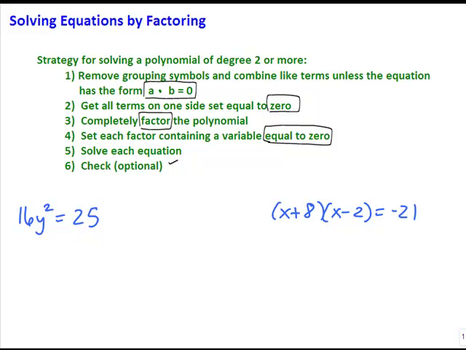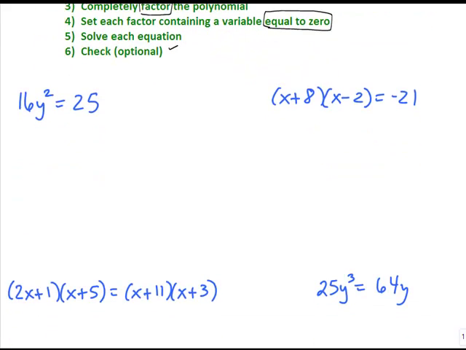So for example, you might see something like 16y squared equals 25. So first thing I'm going to do, there really isn't anything to clean up here, so I'm going to go ahead and get my 0. So we can do that by subtracting 25 to the left side. 16y squared minus 25 equals 0. And now once you get your 0, you're ready to try factoring.